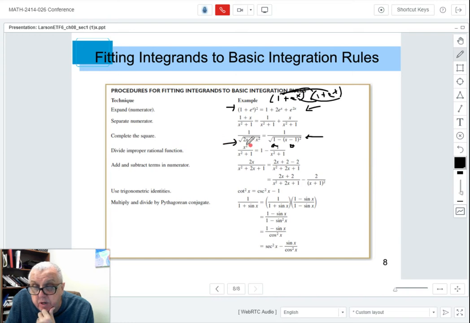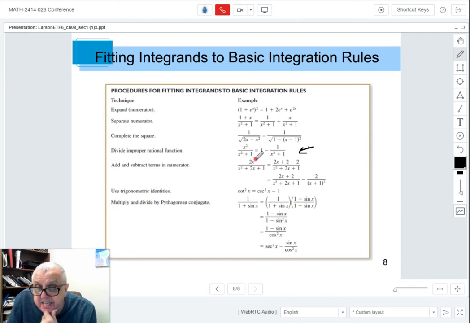You can divide the improper fraction when the powers are the same. Do you see? This is what we get when we divide the fraction. Add and subtract terms in the numerator. In this case, they separate this, and you can see if you can do anything with that.